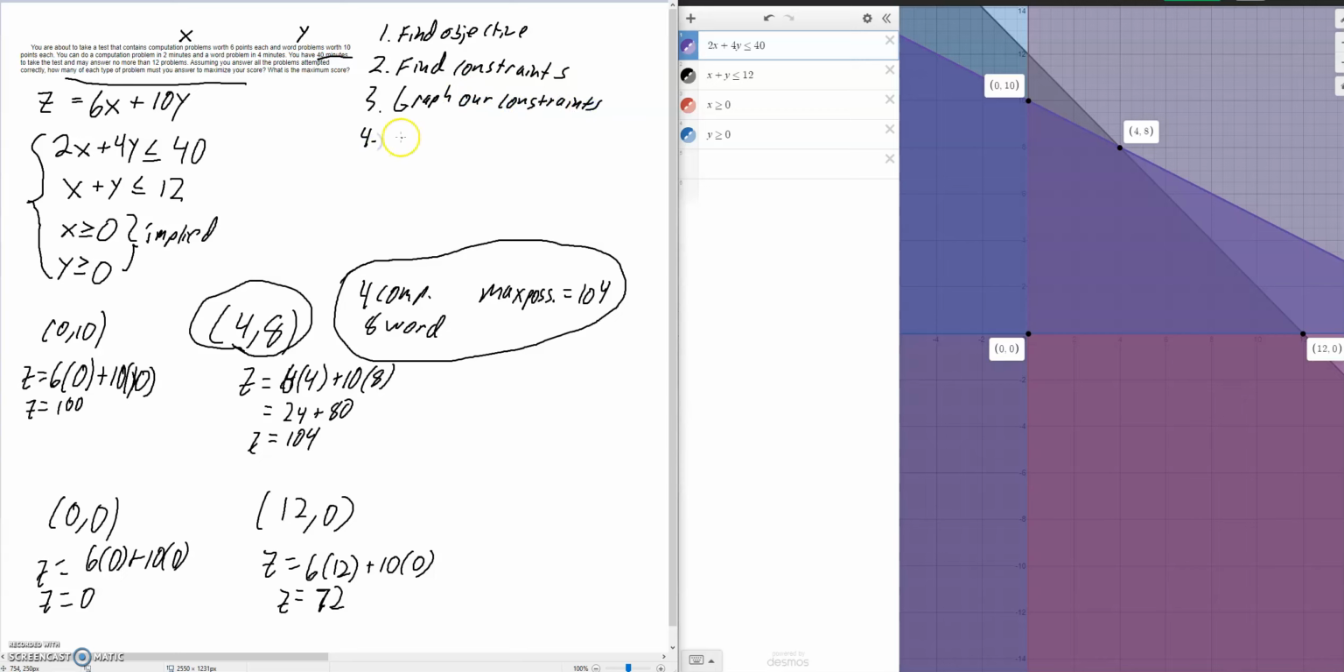After we graph our constraints, we then find the vertices. That is to say, we're going to find our points where they intersect, as we have found over here. Then after we find the vertices, we evaluate our objective function at the vertices. And those will be what you're going to use to determine what you're going to do here.